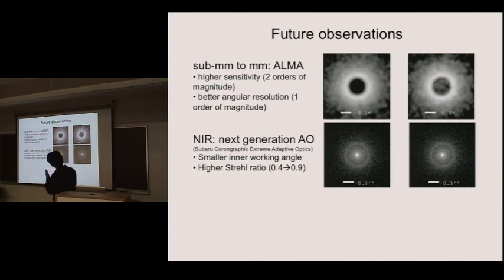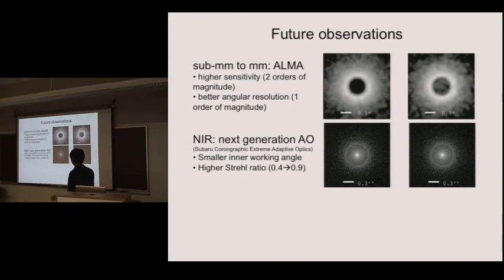The one thing for sure that will happen is that the 10-meter telescopes are building the next generation AO system and coronagraph. For example, Subaru has a next generation adaptive optics, which should be working in a few months or so. This new instrument will give you a better point spread function and also a smaller working angle.